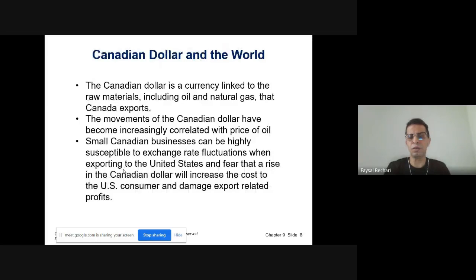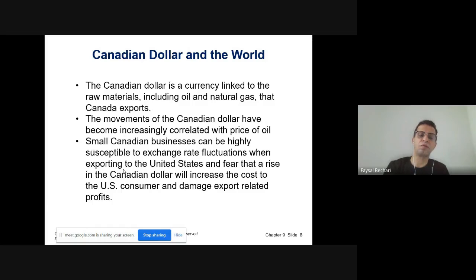Now, let's look at the Canadian dollar and the world. The Canadian dollar is a currency linked to raw materials, including the oil and natural gas that Canada exports. As we said, the more Canada exports, the more the outside buyers of these Canadian goods need to pay Canada with Canadian dollars. So they go to the market to collect Canadian dollars. And if there are not enough Canadian dollars internationally, the price of the Canadian dollar goes up, just like economic supply and demand. And if there are a lot, then the price of the dollar goes down.